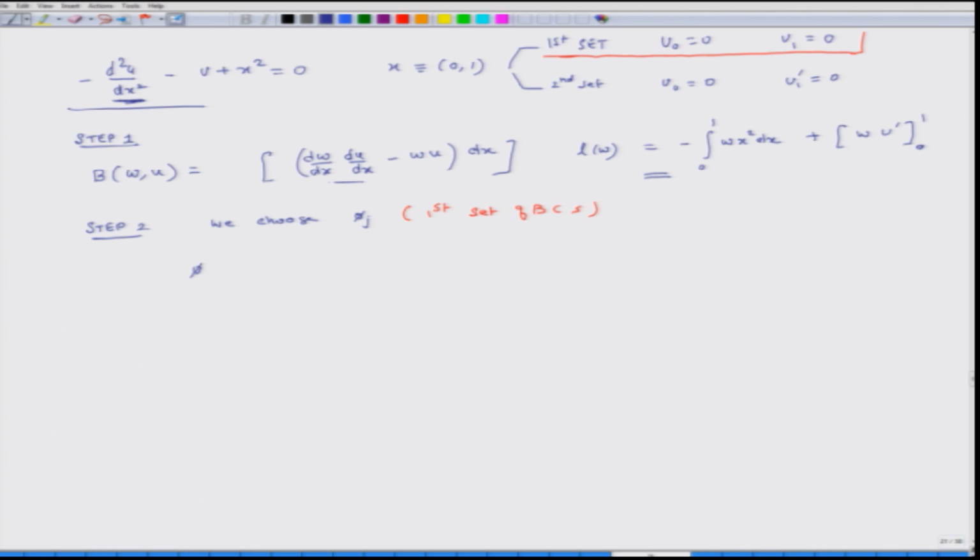So, this is what we are going to choose. Phi 1 is equal to x times 1 minus x. This is 0 at both ends. Phi 2 is equal to x square times 1 minus x. Phi 3 is x cube times 1 minus x, and phi n is equal to x to the power n times 1 minus x. So, in general I can write it as phi i is equal to x to the power of i times 1 minus x. Okay.